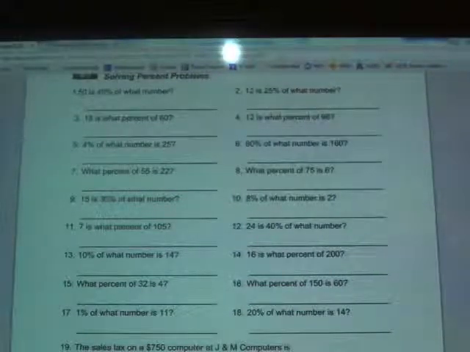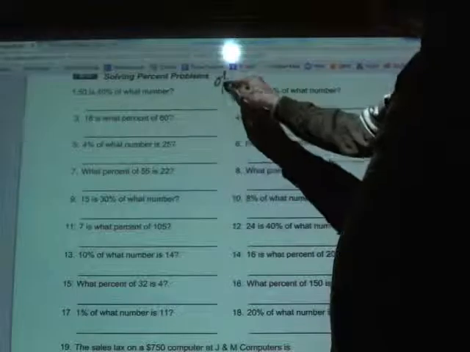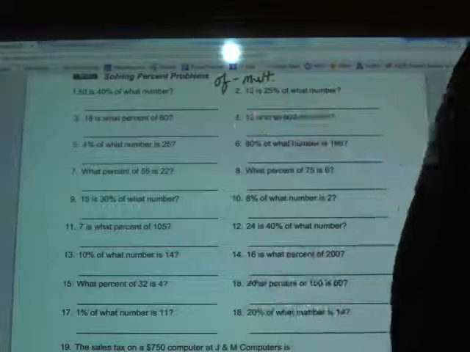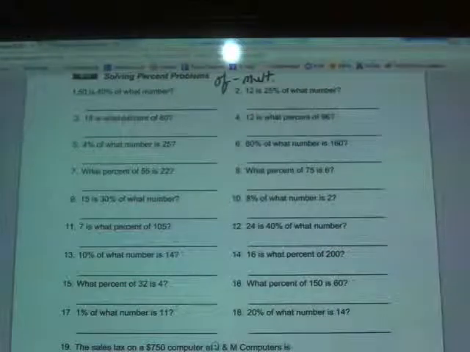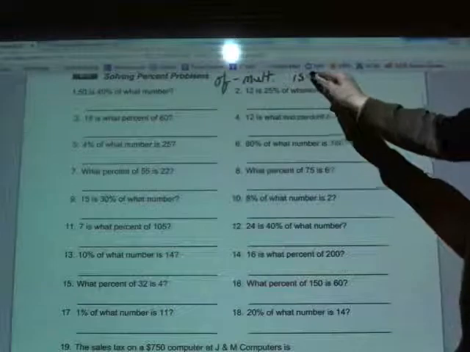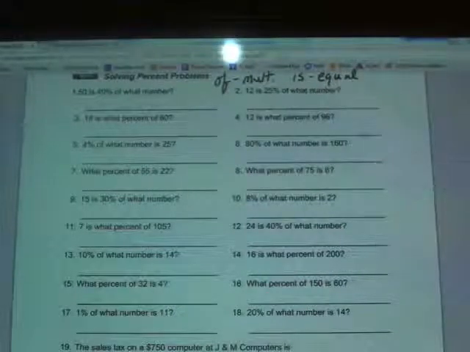So we have to remember how we translate these. The word of, which is in all of these, whenever we see it, means multiply. So whenever we see the word of, we're going to change that into a multiplication sign. Is always translates into an equal sign. So as I go through the translation, when I see is, I'll change that into an equal sign.